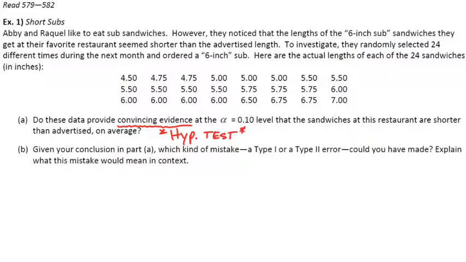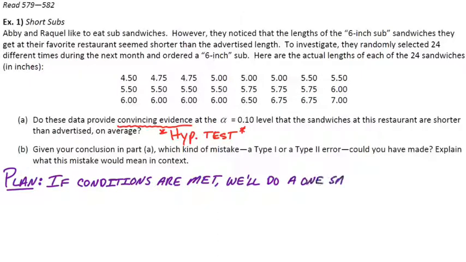I need some room here. Let's go to the plan step. So the plan step, the first thing we have to do is name the test that we're going to do, right? So this is your first experience doing that. It's called a one-sample t-test for the mean, mu. So if the conditions are met, we'll go through and check each one in a second. We'll do a one-sample t-test for mu.